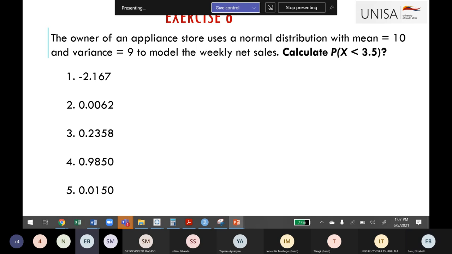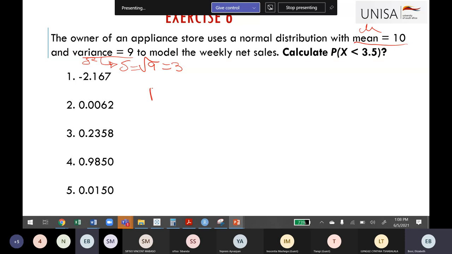Next, the owner of an appliance store uses a normal distribution with the mean of 10 and variance, which is sigma squared, of 9 to model the weekly net sales. Calculate the probability that X is less than 3.5. What is the standard deviation? 3. The standard deviation is the square root of the variance, which is equal to 3.